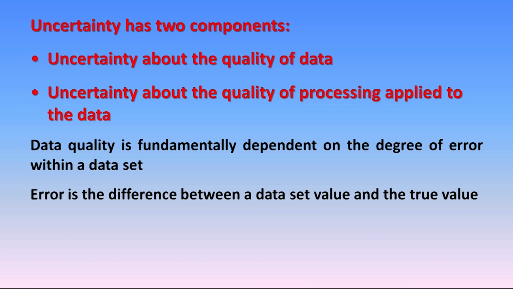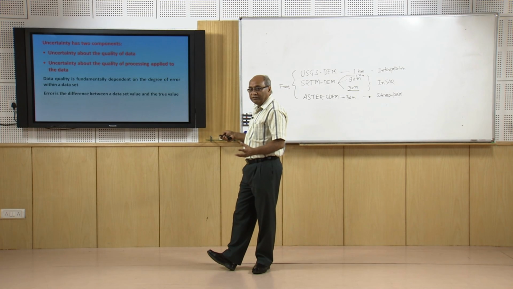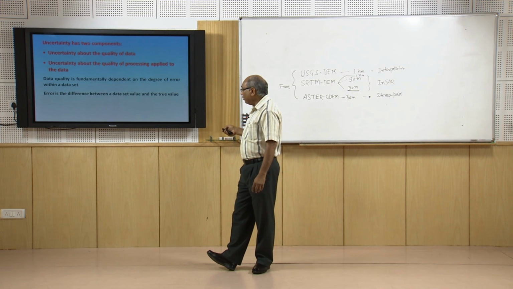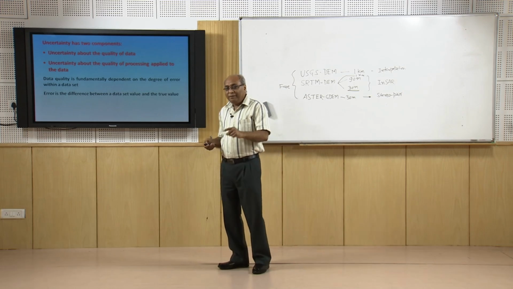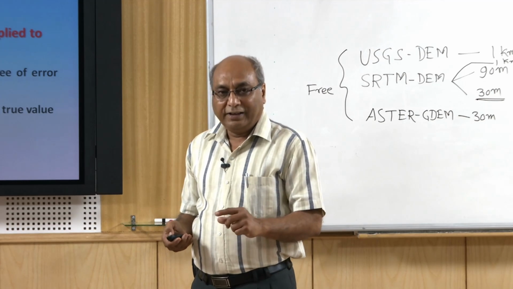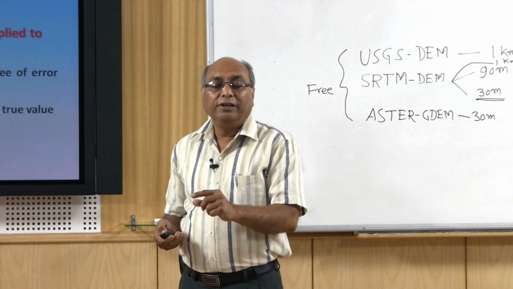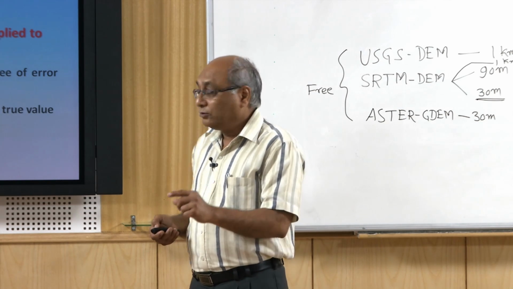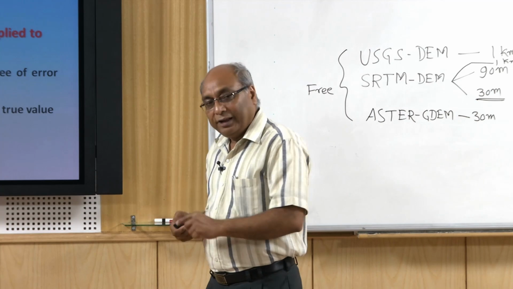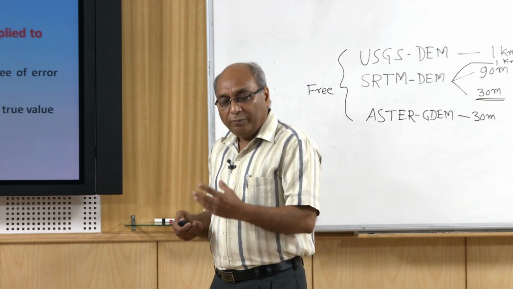Error is a difference between a data set value and the true value. When the data is acquired through remote sensing techniques or some other techniques, we do not always have the true values, and since a DEM is a continuous surface, we do not have true values to check continuously, and therefore assessing the errors becomes very difficult.